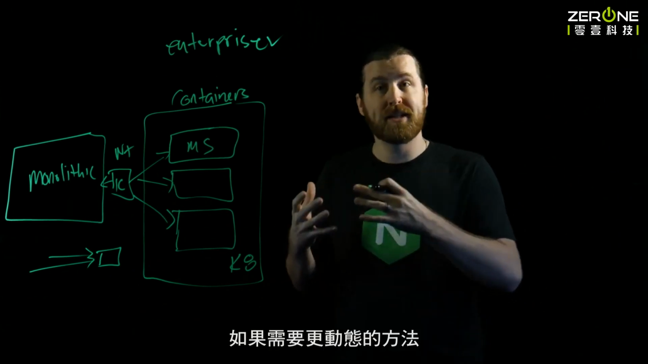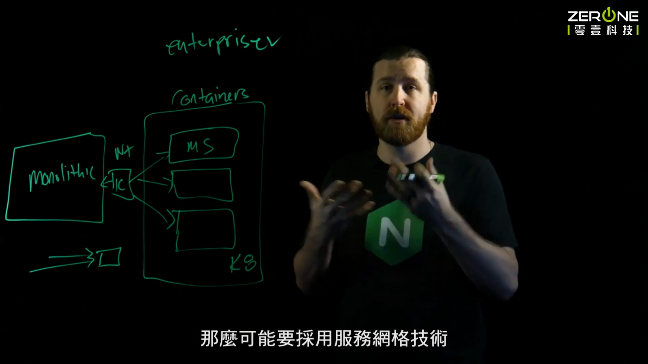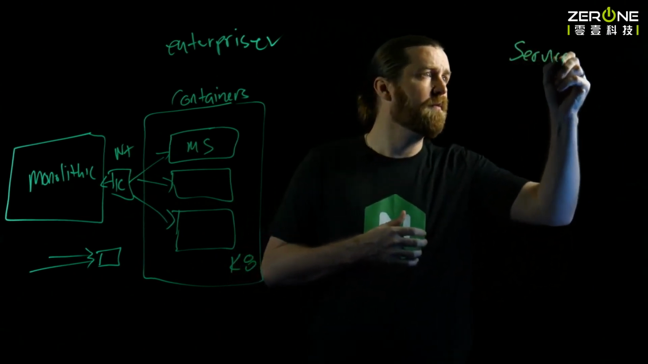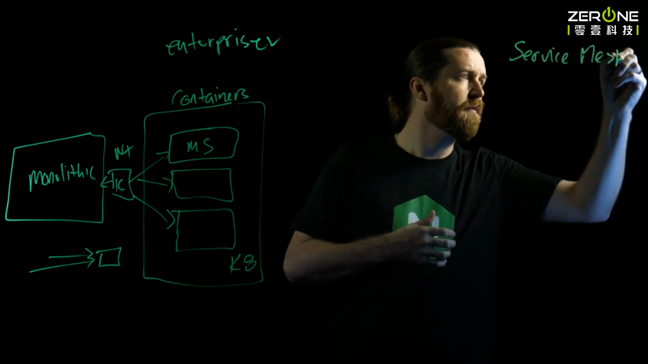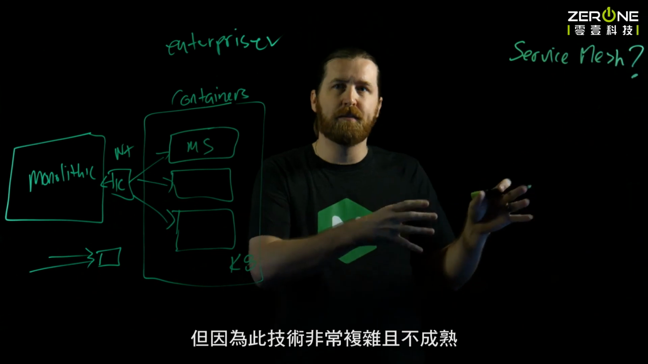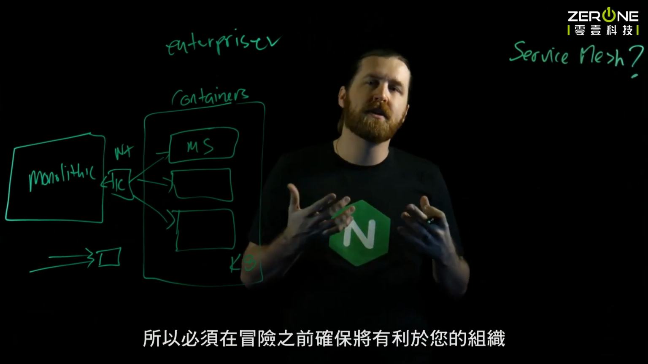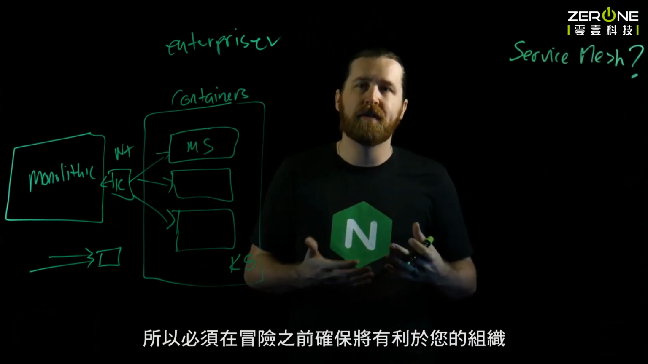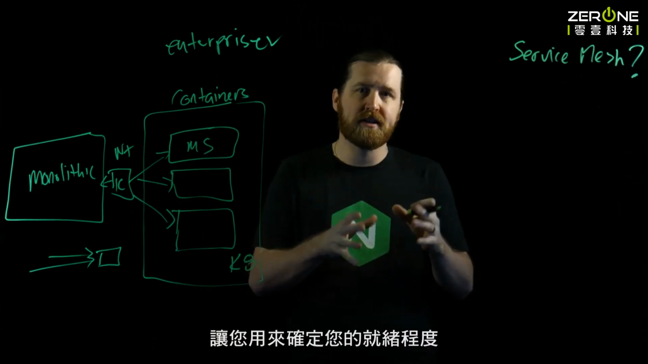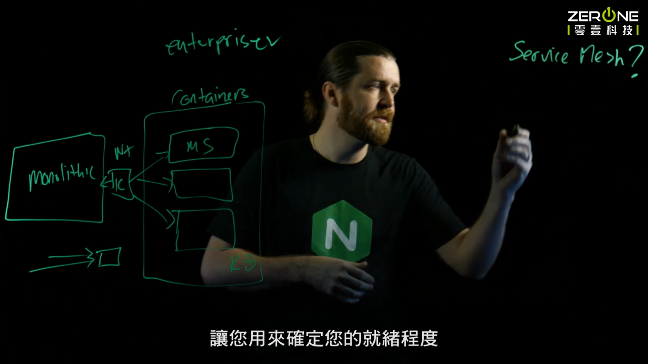If you need something more dynamic, then you might be looking to adopt a service mesh technology. But because this technology is very complex and not mature, you'll want to make sure that your organization will benefit before taking this plunge. We actually have a 6-point checklist that you can use to determine your readiness.